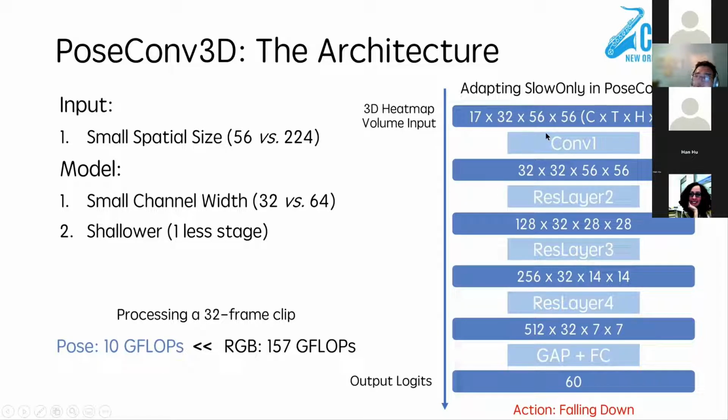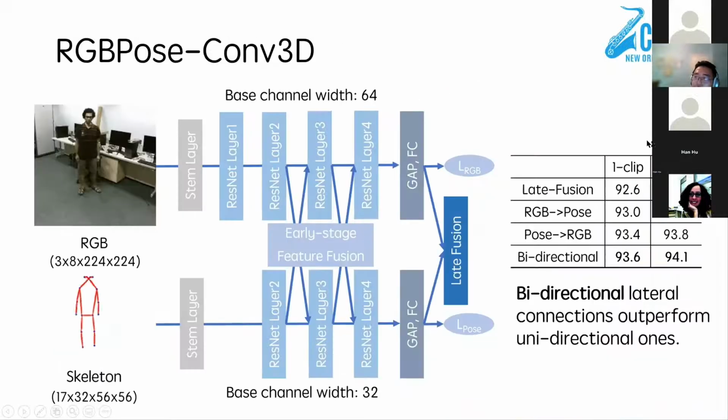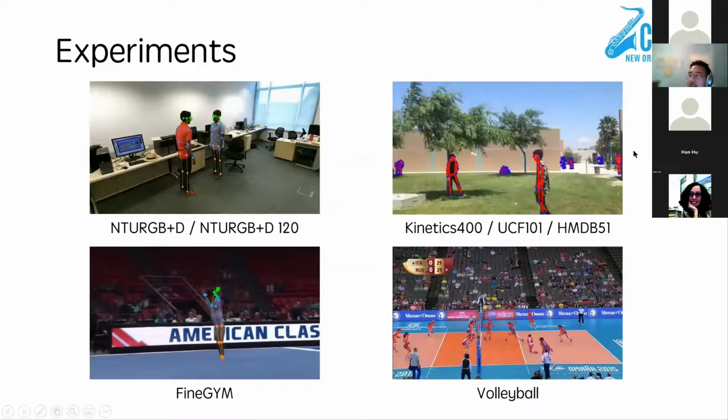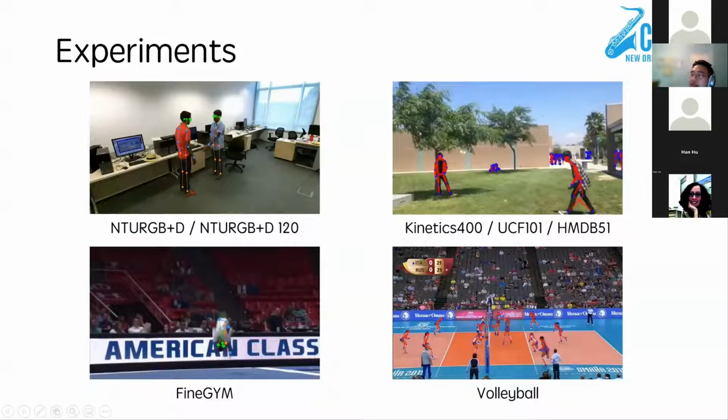We further propose RGBPose-C3D for the early fusion of human skeletons and RGB frames. It is a 3D-CNN with two pathways, processing skeleton and RGB respectively. With bidirectional lateral connections, RGBPose-C3D significantly outperforms the late fusion baseline. To demonstrate the effectiveness of PoseC3D, we conduct extensive experiments on 9 different skeleton action recognition benchmarks.